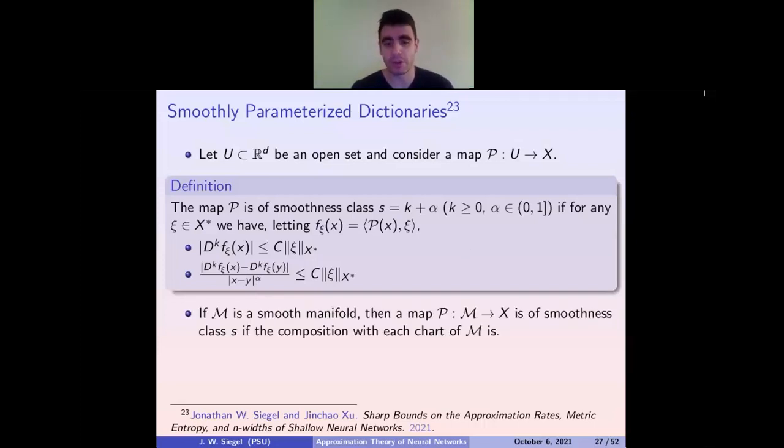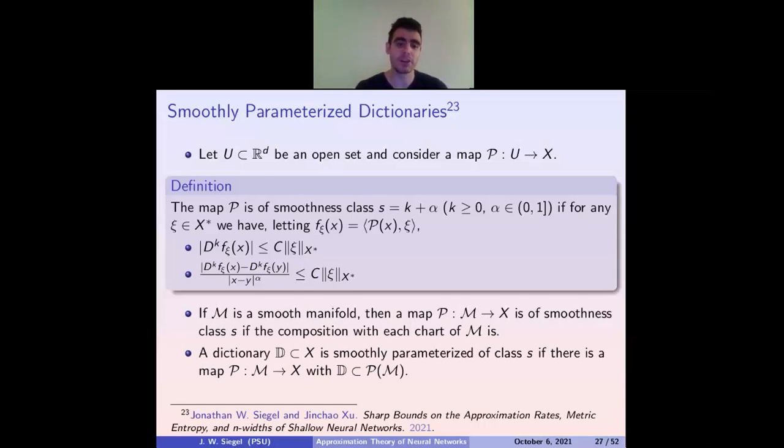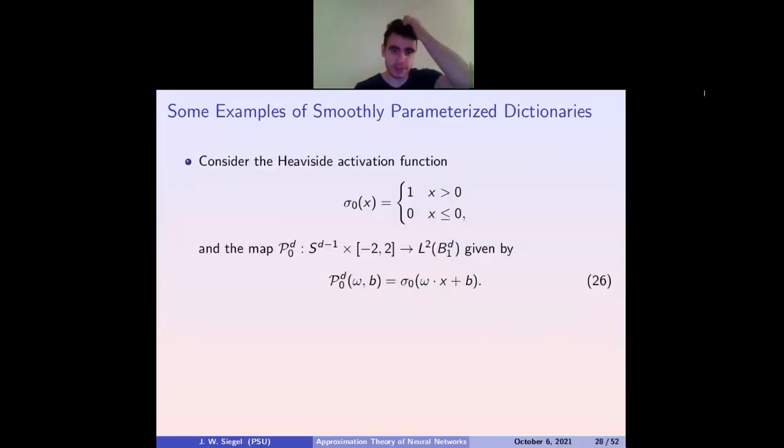And you can of course generalize this: if the domain is a smooth manifold, you define this in terms of charts. And what we do is we say our dictionary is smoothly parameterized to order S if there's a parameterization map that contains the dictionary D. Okay, so let's look at some examples of smoothly parameterized dictionaries.